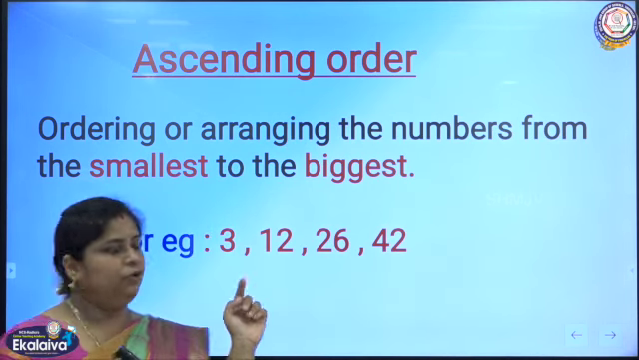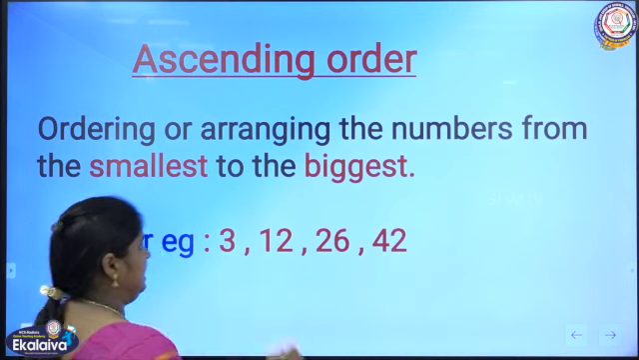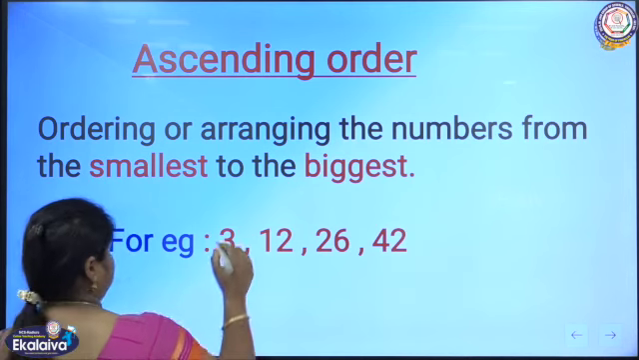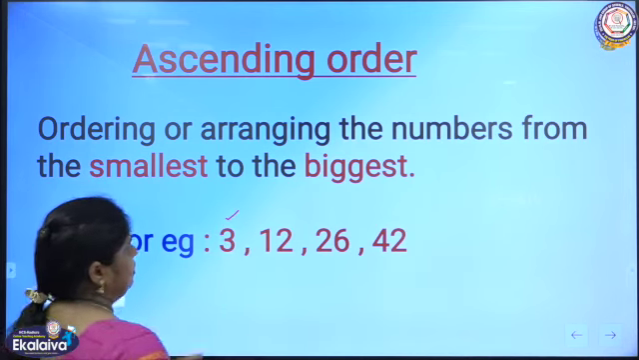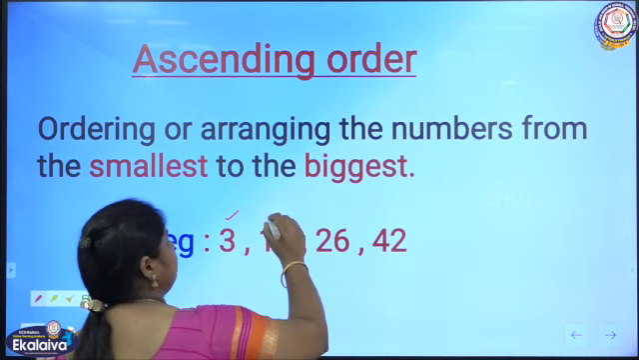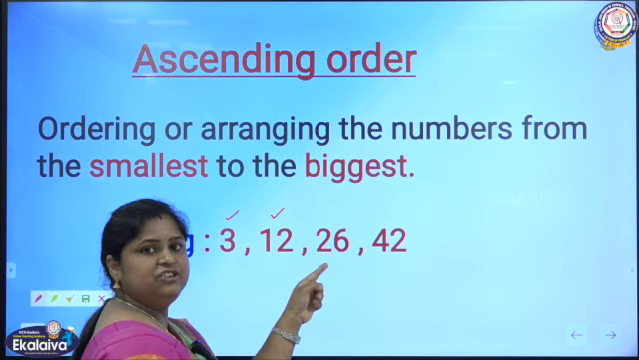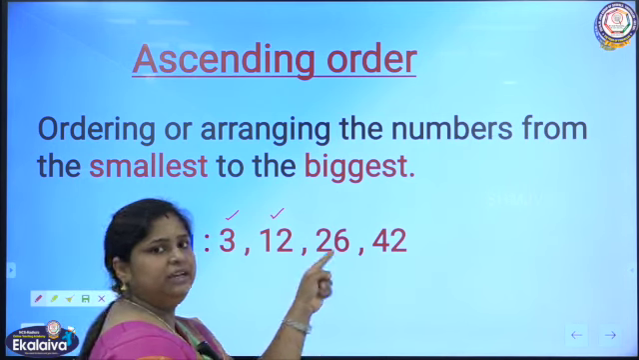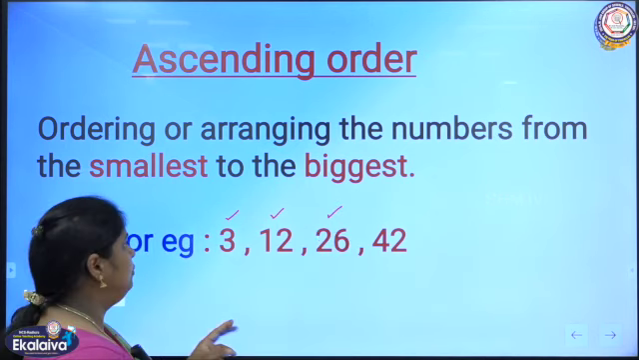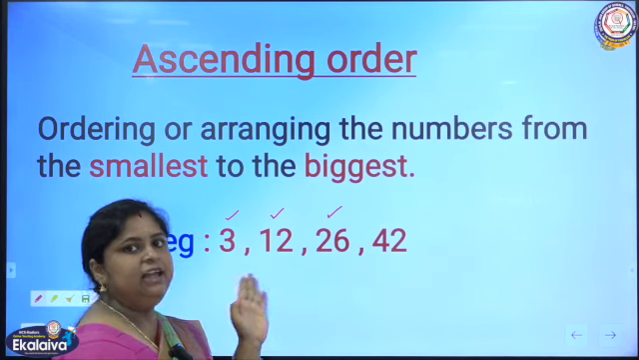Let us check. Okay, see, is 3 less than 12? Yes, 3 is less than 12. Is 12 less than 26? Yes, 12 is less than 26. Let's see, is 26 less than 42? Yes, 26 is less than 42. So, these numbers are arranged in ascending order.